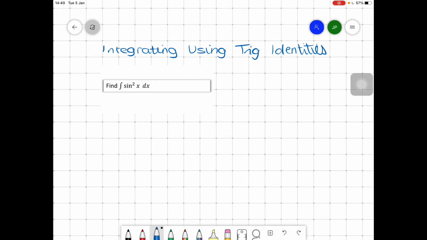So the next part of our integration topic is going to be integrating using our trig identities. So we're going to relate all the way back to what you did in the trigonometric chapter. We've got to use double angle formulas. We're going to have to use identities from cos squared plus sine squared equals 1, sec squared. All of those identities that you've had to learn and use, we are going to have to use again.